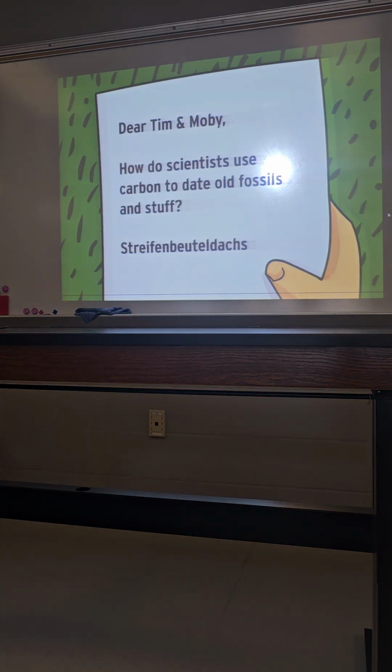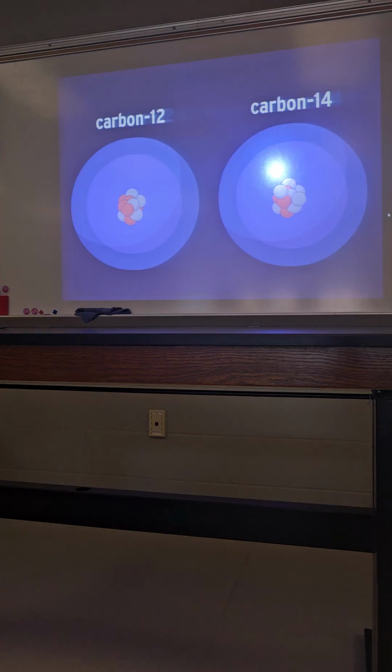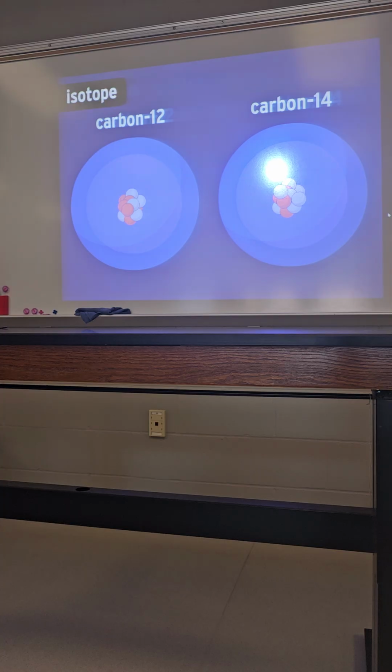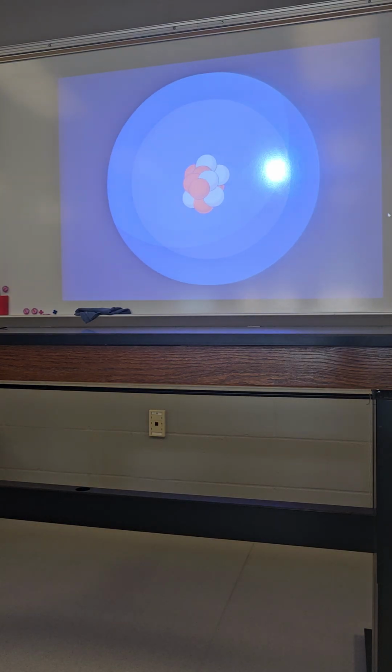Dear Tim and Moby, how do scientists use carbon to date old fossils and stuff? From Stripe and Beetle Dogs. Scientists have lots of different ways to date fossils and artifacts. One of the most popular methods is carbon dating, or carbon-14 dating. Carbon-14 is a radioactive isotope of carbon. Isotopes are 2 atoms of the same element with different numbers of neutrons. The most common isotope of carbon is carbon-12 with 6 neutrons and 6 protons. Carbon-14 has 8 neutrons, and it's radioactive.